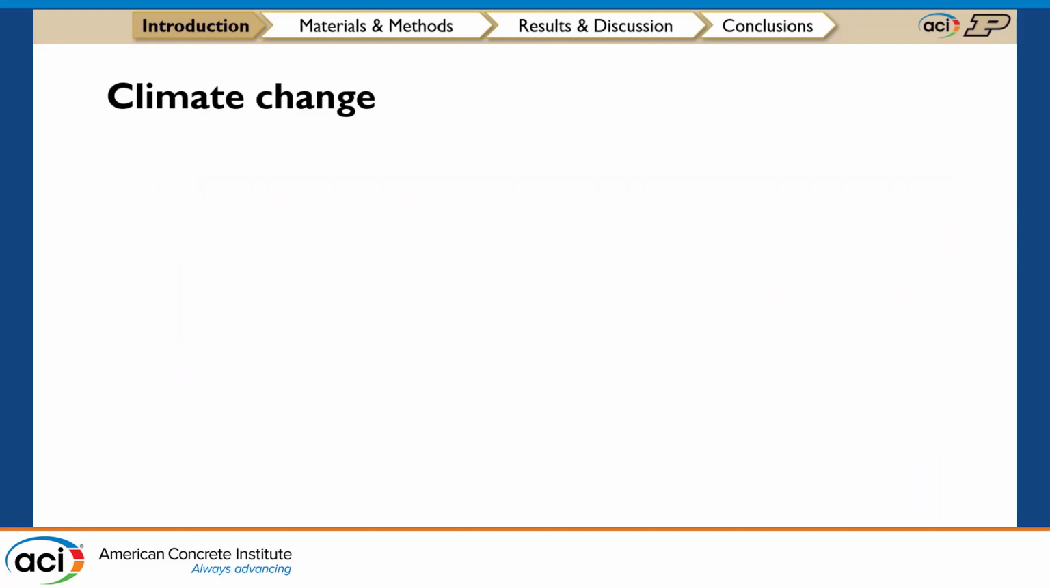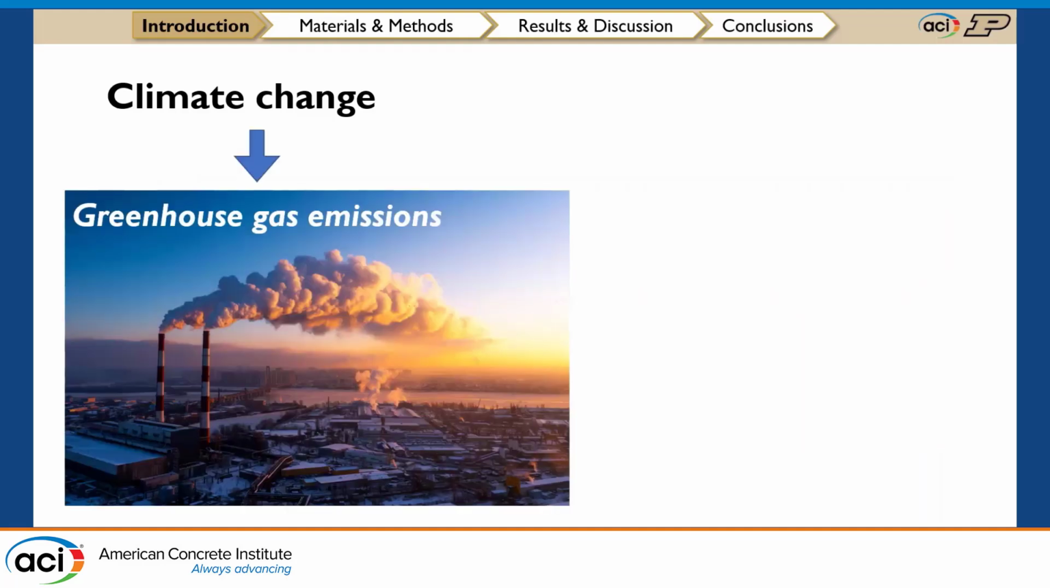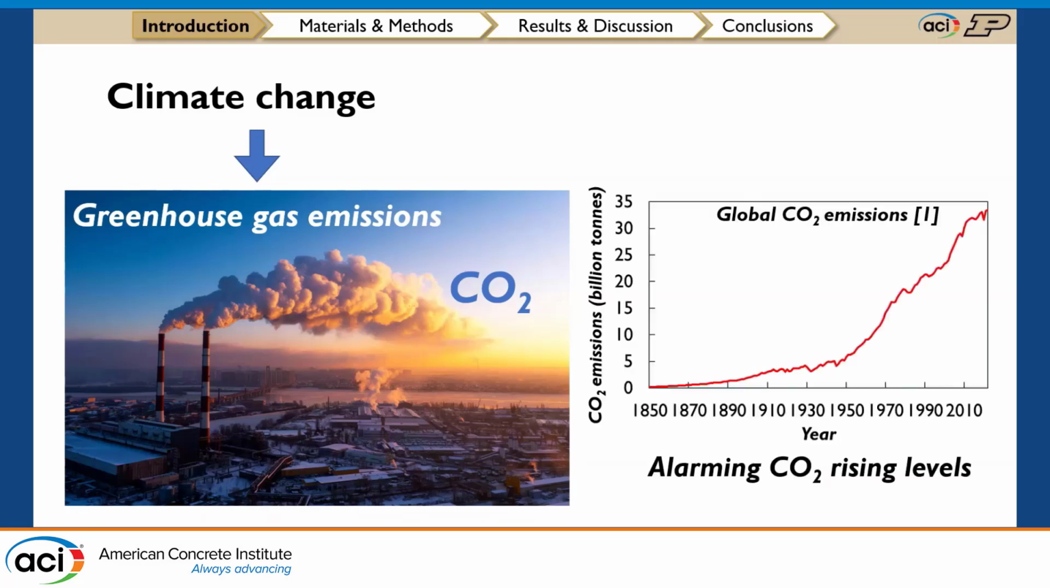So one of the main contributors to this issue is the emission of greenhouse gases, mainly CO2. And even though we've known this for a while now, and we've been trying to tackle this issue, we've seen that CO2 emissions globally are still increasing every year. In fact, last year, 2023, was recorded as the hottest year ever.